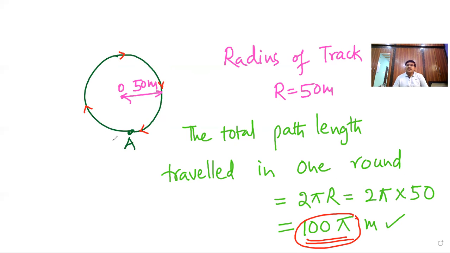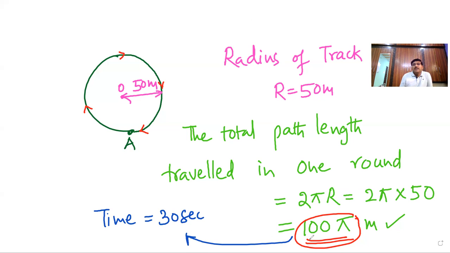But he is not asking about one round. Have clarity, he is asking at the end of 2 minutes 15 seconds. Have clarity that this 100 pi, one round distance, is traveled in how many seconds? The time is clearly given: one round is in 30 seconds. This entire distance, 2 pi r, is traveled in 30 seconds.